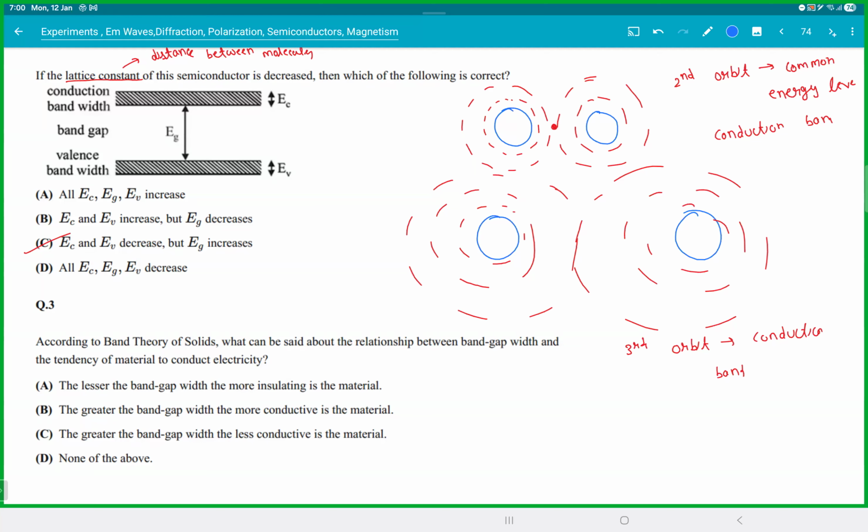If you're bringing them closer, then what would happen? Okay, let me check this again. I think maybe I'm saying lattice constant is reverse.